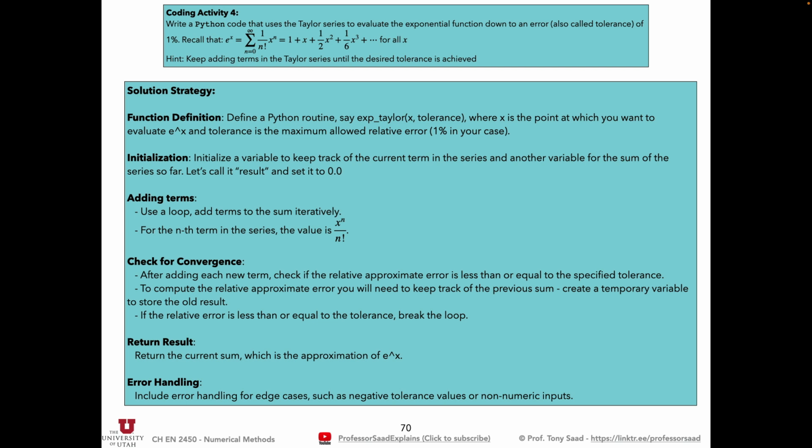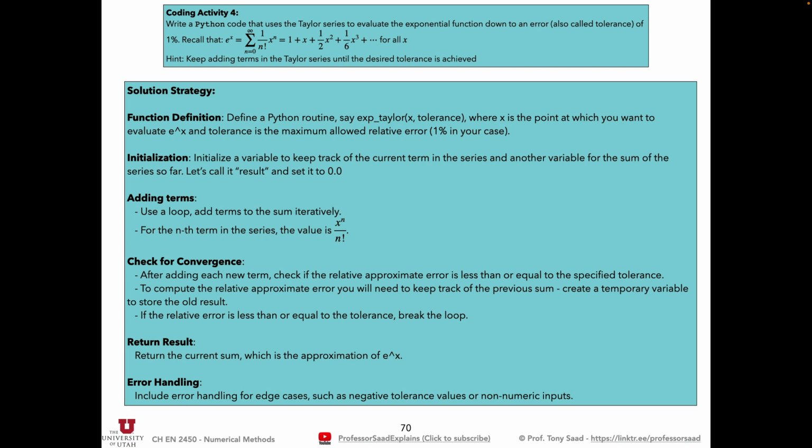We're going to initialize a variable to keep track of our result, because we're going to be adding terms, 1 plus x squared over 2, and so on. So we need a variable that is going to store that sum, that Taylor series. I'll call it result for simplicity, and we set it to 0, because then we're just going to keep adding on it. 0 plus something is that something. So it's nice to initialize to 0, because we can just keep adding on top of it.